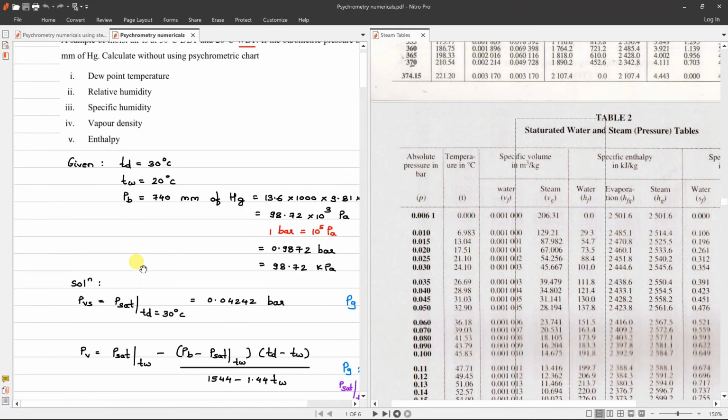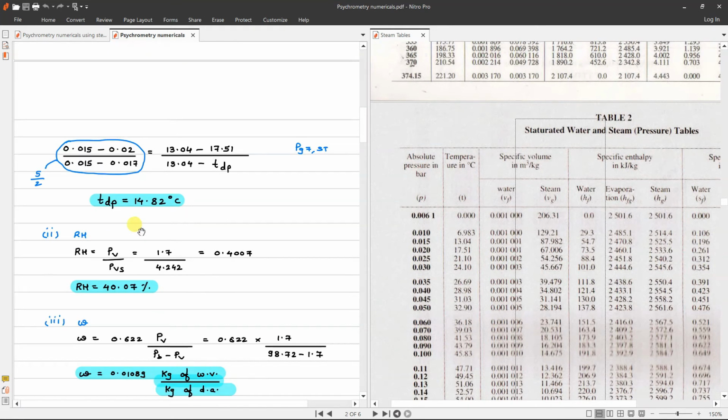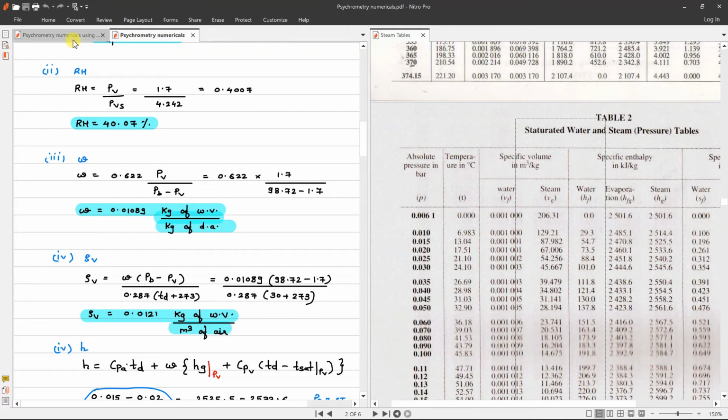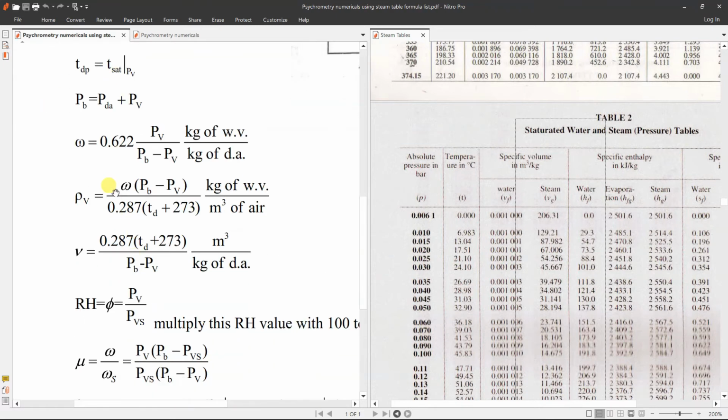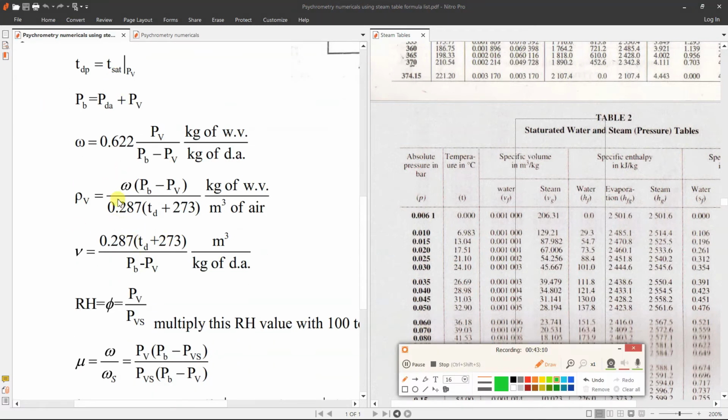Next question, vapor density. So we have to calculate rho v. The rho v equation we have already derived. It is written over here. So we have to consider this equation. Omega value we already calculated. PB value we know, PV value we know. Here also you have to be careful. Now here in the denominator this 0.287 is kilojoule per kg Kelvin. So when you are substituting PB and PV, this should be in kilopascal.